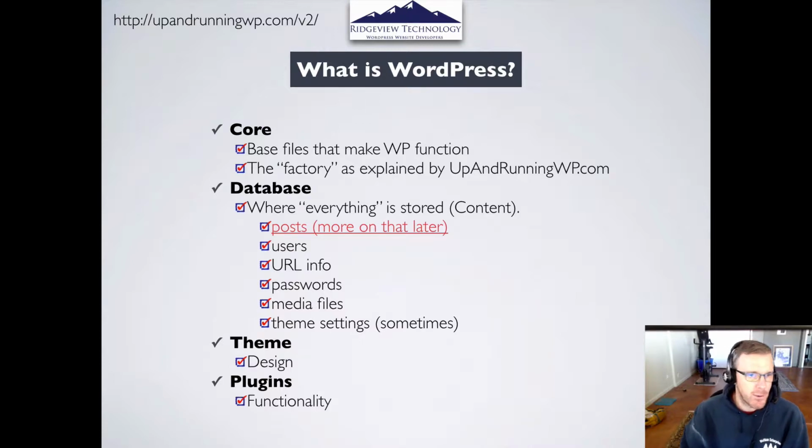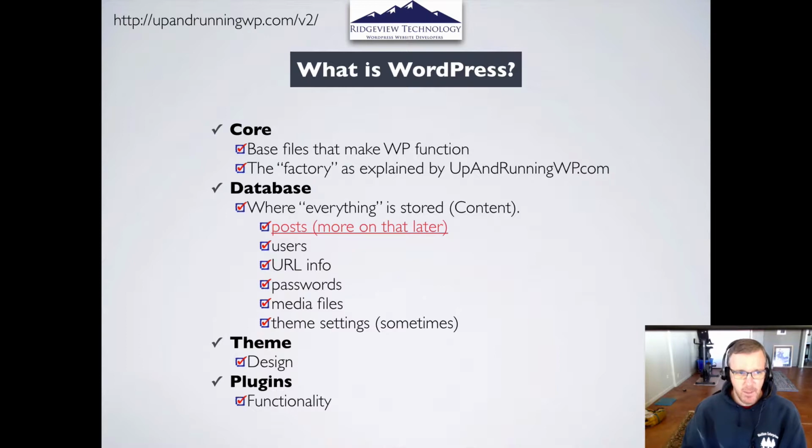Fantastic, great course. So anyway, we have the WordPress Core, which is what you get when you download WordPress from WordPress.org. We're certainly talking about self-hosted. We're not talking about WordPress.com. So basically, that's what you get. It's the base of how WordPress works. It is the factory, as David explains in Up and Running. So it's basically the thing that churns out your website that shows up for your customers and visitors online.